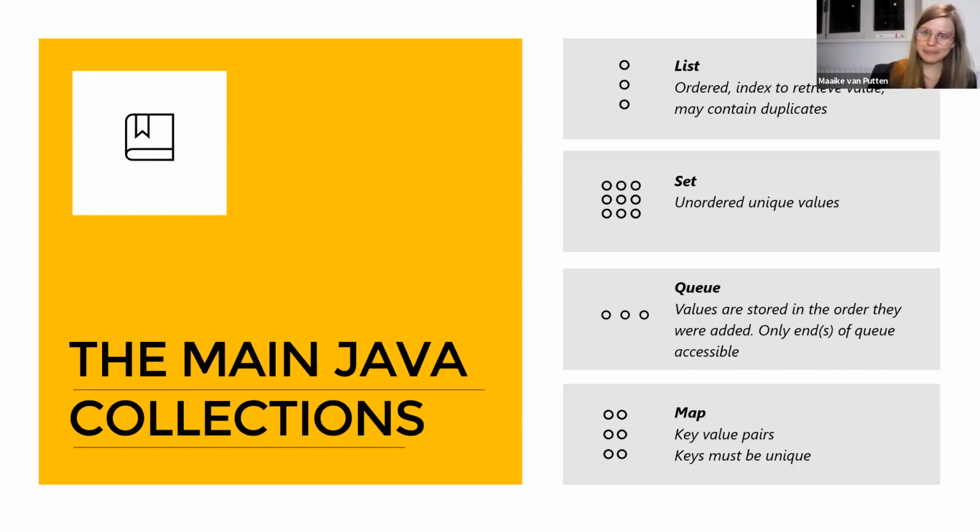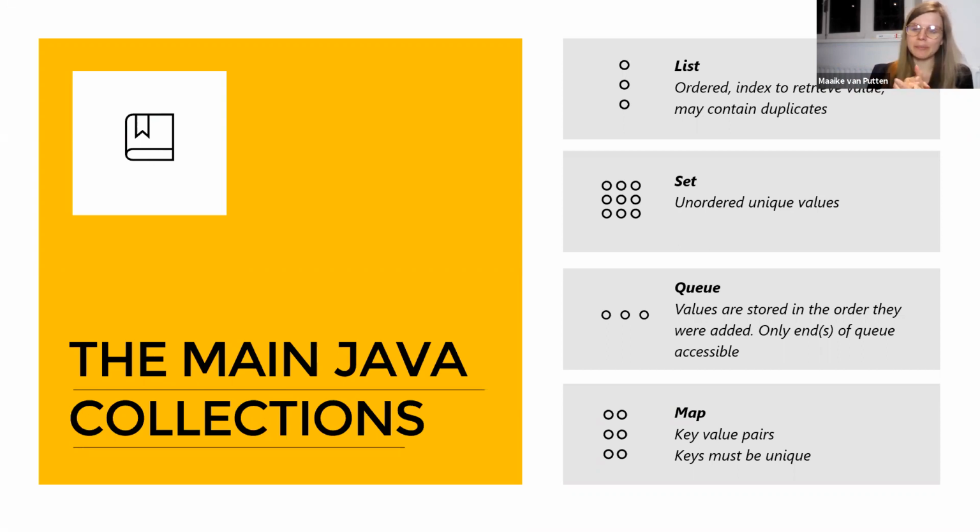Then we have a map. Maps are also used a lot, and these are the so-called key-value pairs. So in a map, you can retrieve the stuff that you put in by the key that you inserted.